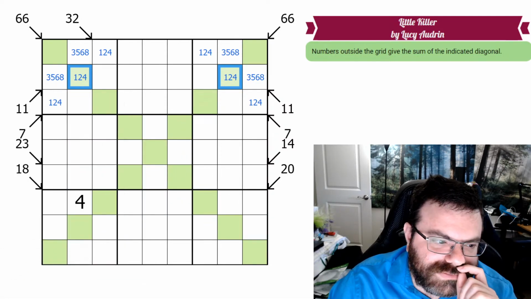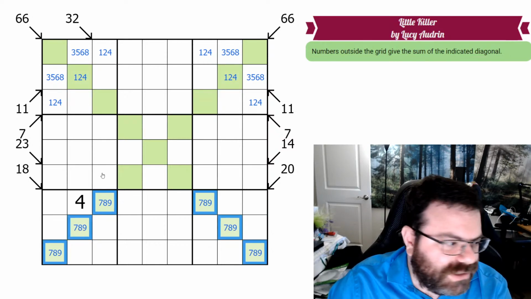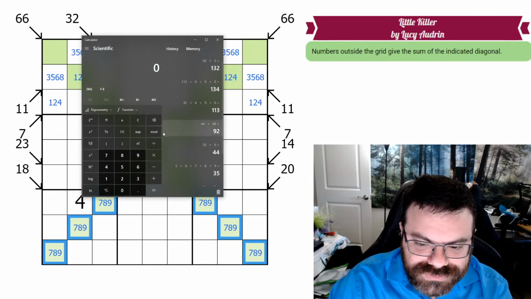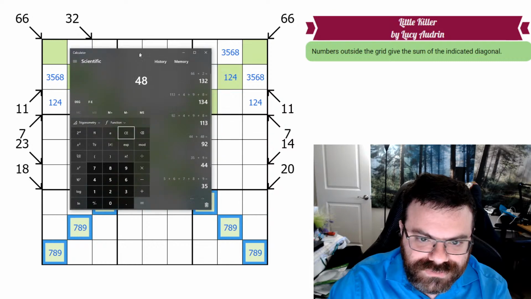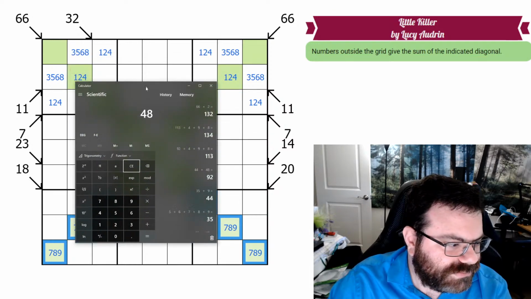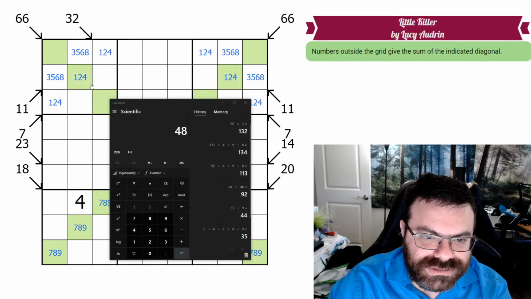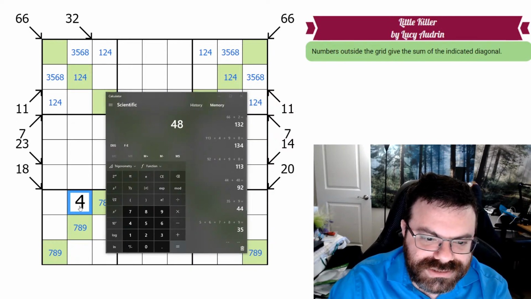I'm going to do that again. So these would max out at 7, 8, 9. I'm going to do this on screen so you guys can see. That adds to 48. So we have 48 there. This can't be avoided. That's fine. I'll deal with the given 4 in a second. I'm pretty sure I know what that's going to do.